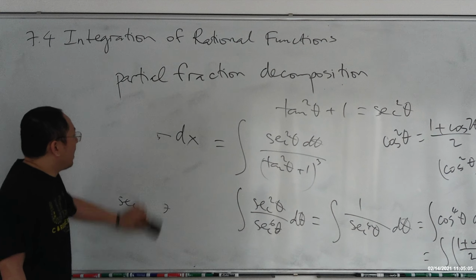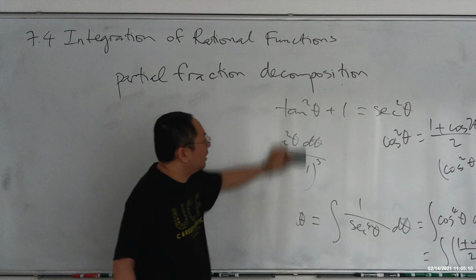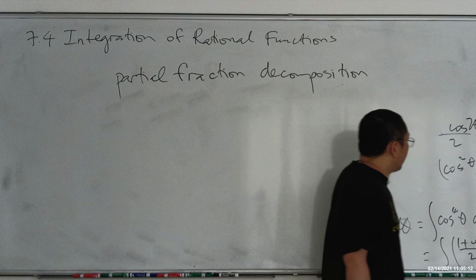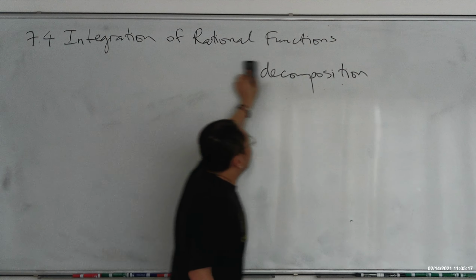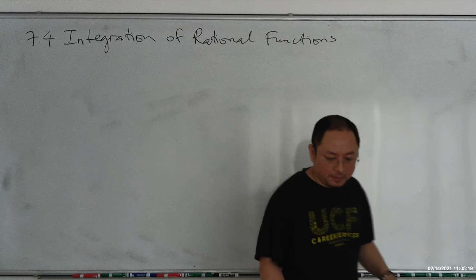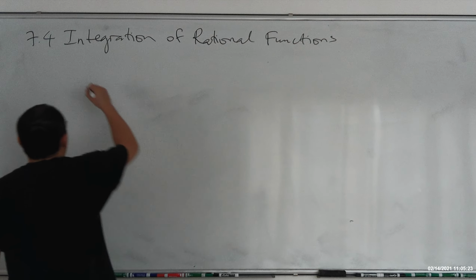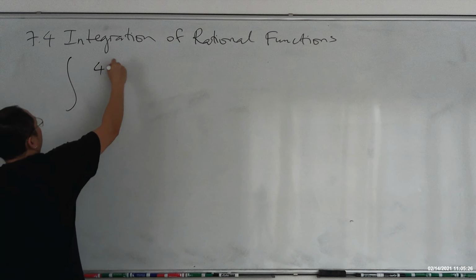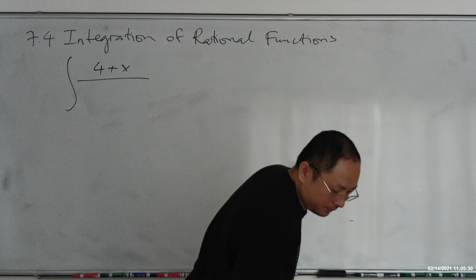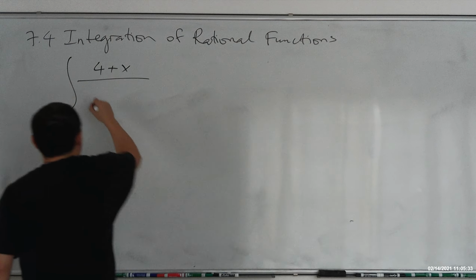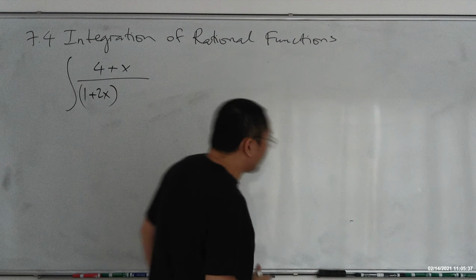Okay, now let me go back to some examples. I'll show you how to do partial decomposition, and then we're going to do the integration of the partial fractions. Okay, let's take a look at some examples. Start with something easy. I see this one: the integral of 4 plus x over 1 plus 2x times 3 minus x dx.